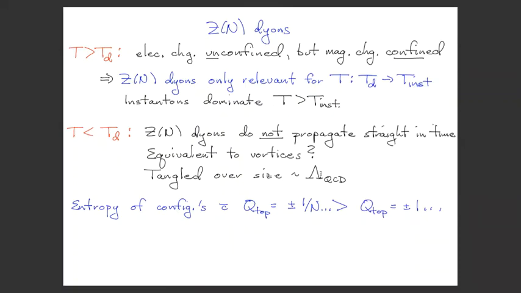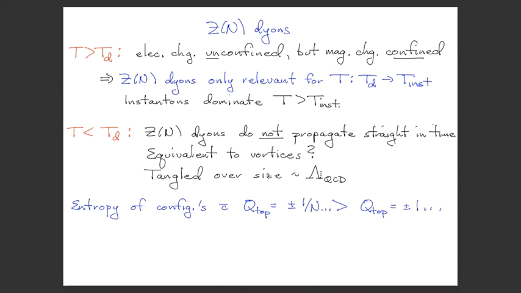These are configurations in which you have non-zero holonomy and magnetic charge, but we know that the magnetic charge is confined in the region where electric charge is deconfined. So they may be relevant for some region in temperature, but eventually instantons are going to dominate. So it's just a test configuration. In the confined phase, these are dyons. They have constant holonomy, and as the temperature goes down they're not going to propagate straight up in time. They're going to be some kind of tangled vortices on the order of lambda QCD.